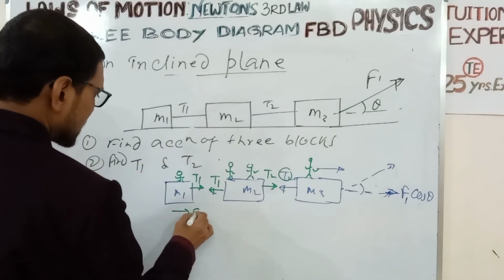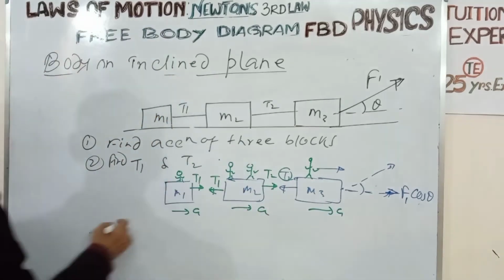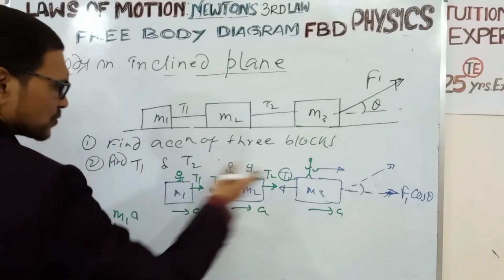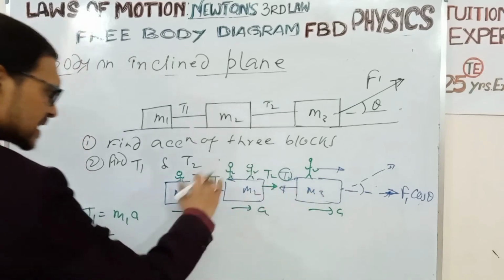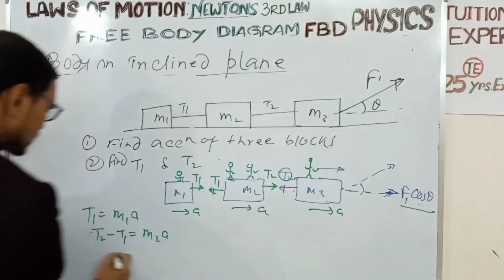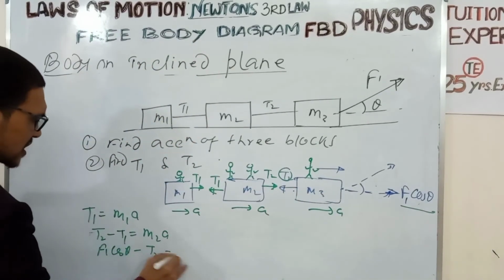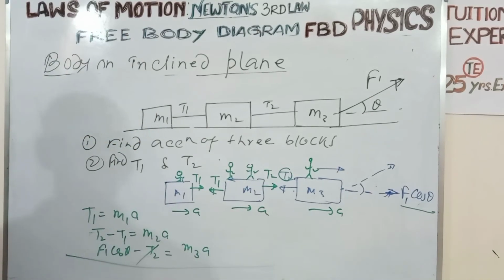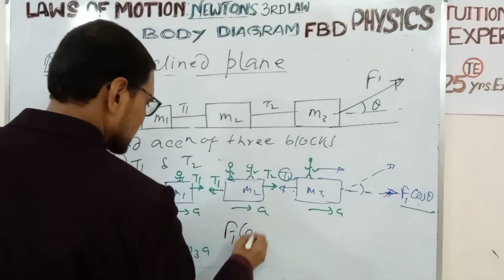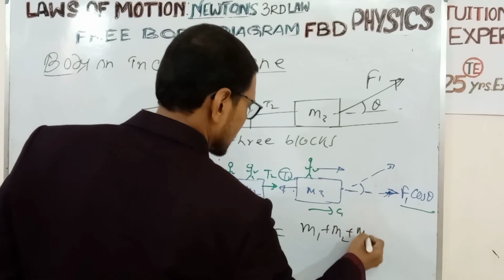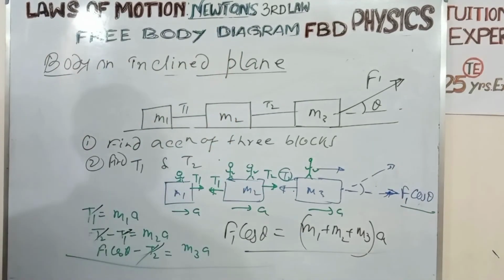Now the whole body moves with the same acceleration a. So the equation is T1 equal to m1a. Now for T2, the body moves in this direction, so obviously the right side force will be greater than the left side force. T2 minus T1 equal to m2a, and F1 cos theta minus T2 equal to m3a. If we add, then these cancel. So we get F cos theta equal to (m1 plus m2 plus m3) a. From this we get the acceleration.